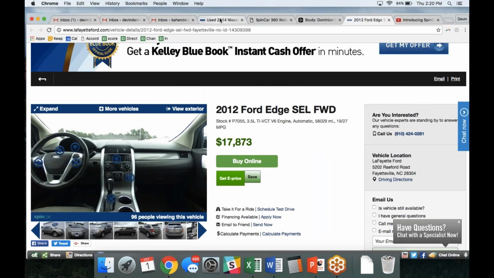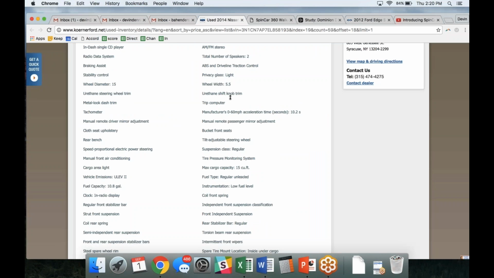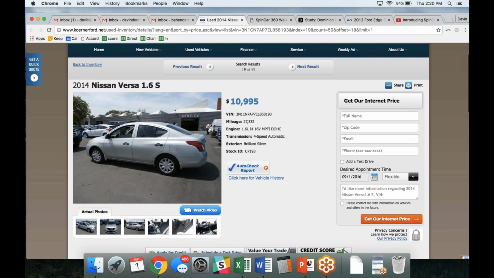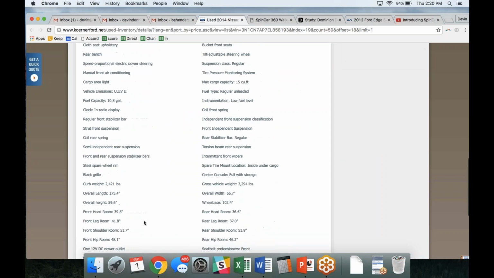So what we're going to do is look at a website that we think is doing it wrong and compare that to a website that we think is doing it right. We talk about getting those vehicle details above the fold. This is an example. Here you've got all these vehicle details down below the fold.